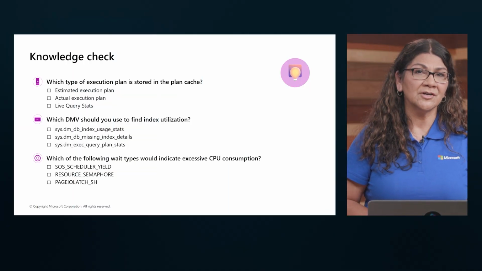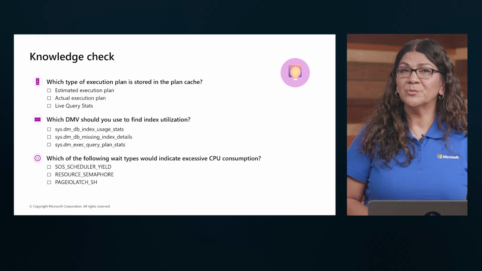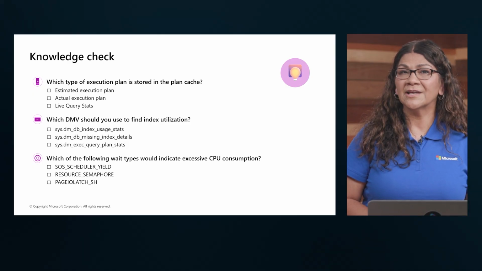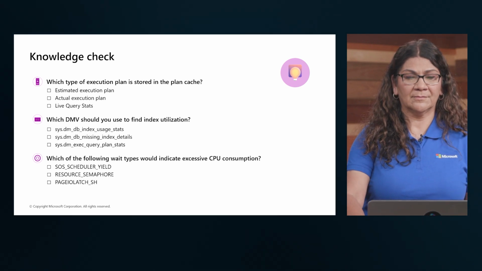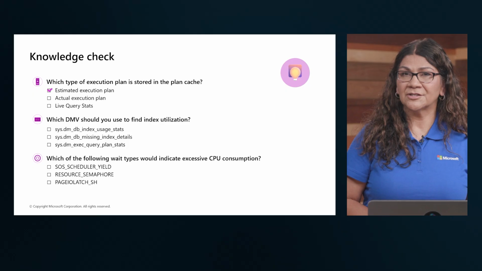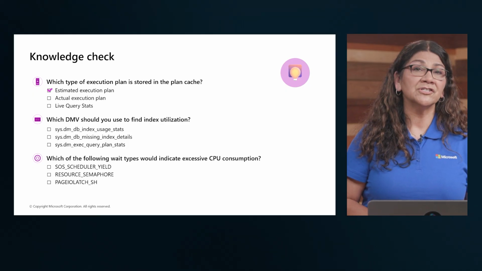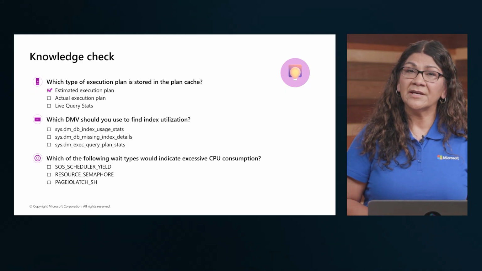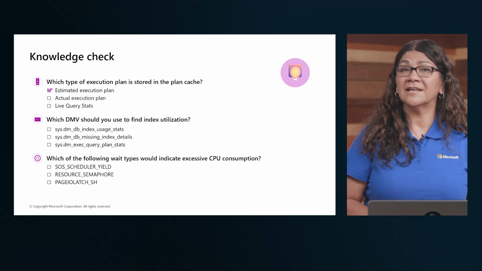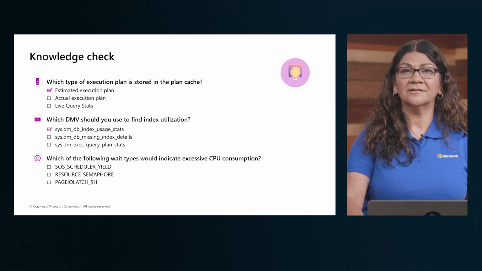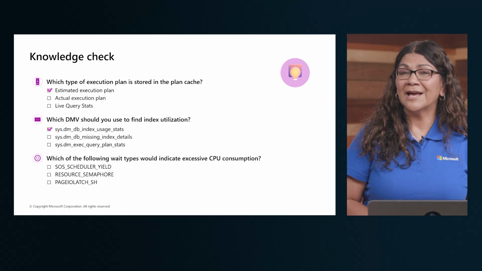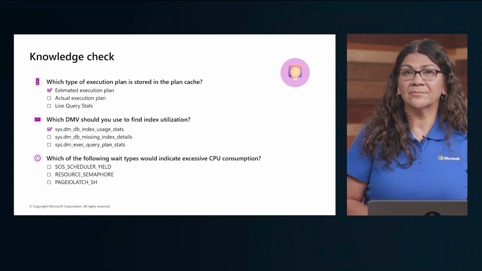Now it's time for our knowledge check. Question 1. Which type of execution plan is stored in plan cache? Answer: estimated execution plan. Question 2. Which DMV should you use to find index utilization? Answer: sys.dm_db_index_usage_stats.